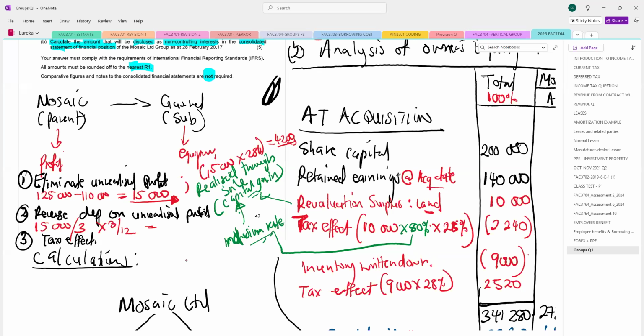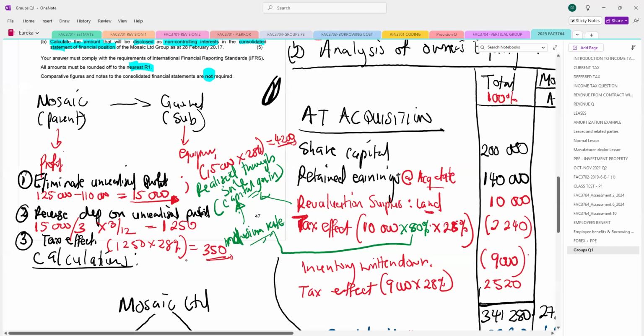Okay. So, we are saying 15,000 divide by 3, multiply by 3, divide by 12. So I'm getting for the current year 1,250. Then I'll calculate the tax effect, 1,250 multiplied by 28%. This is giving me 350,000. Okay, so yes, guys, I have gotten all my figures that I needed on this.